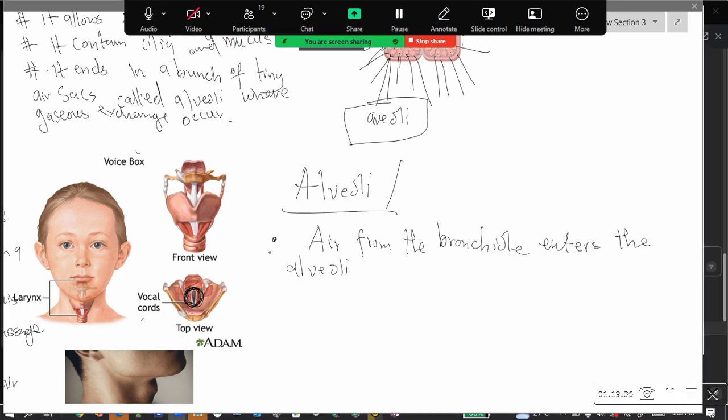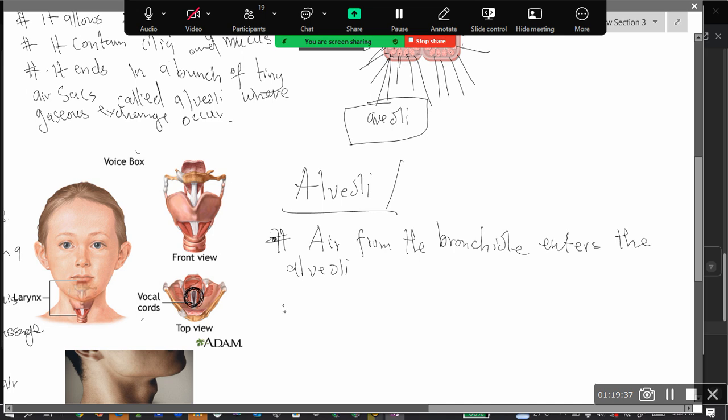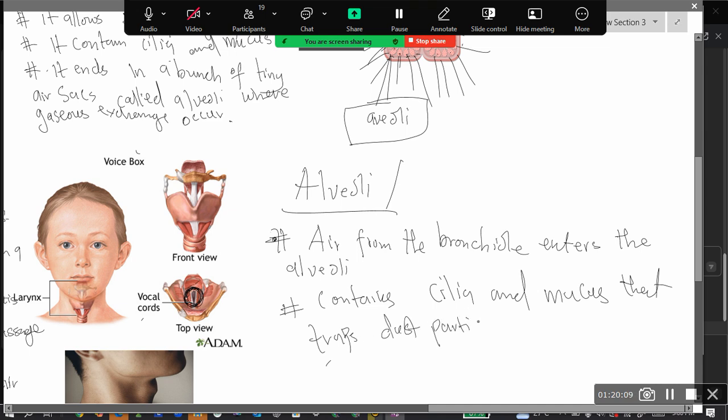So we can also say it contains cilia, right? And mucus that traps. So realize at that point, I always say that point runs through all the structures. So contains what? Now when we say cilia, we are talking about the tiny hairs, right? And mucus that traps dust, right? Particles.